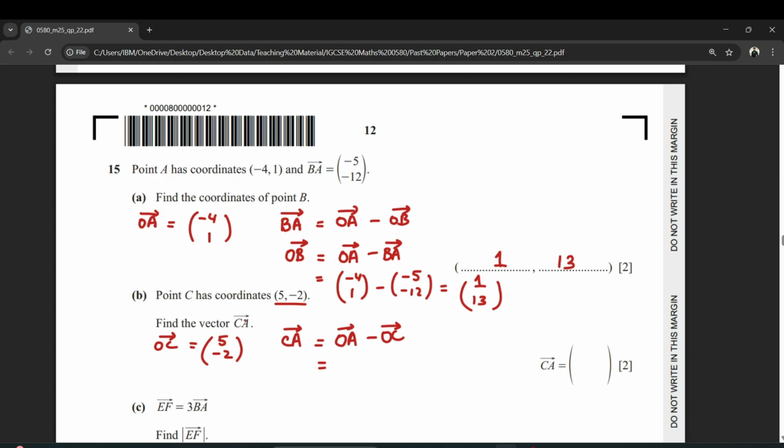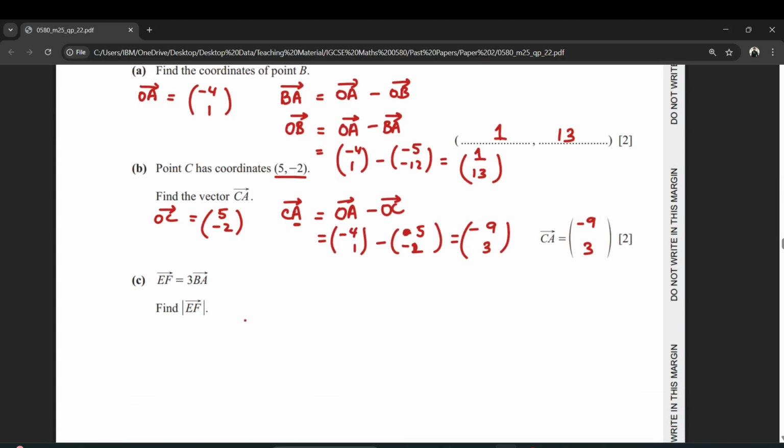How do I know this? This is the general form: when you have a vector, the second letter is written first, then the first letter comes second, and there is a subtraction between them. Now OA is -4, 1, minus 5, -2. So that would be -4 minus 5, which is -9, and 1 minus -2, that means 1 plus 2, which is 3. So the column vector is going to be -9, 3. Then it says the vector EF is equal to 3 times the vector BA. Find the magnitude of the vector EF.